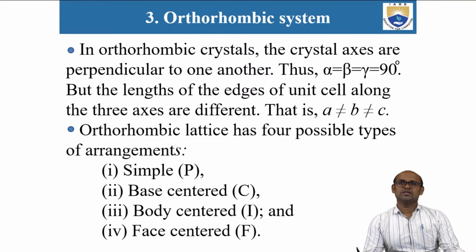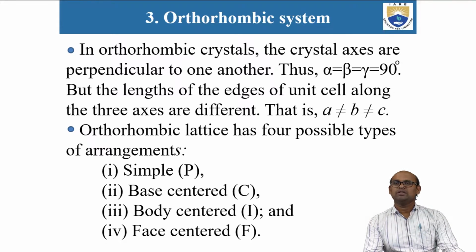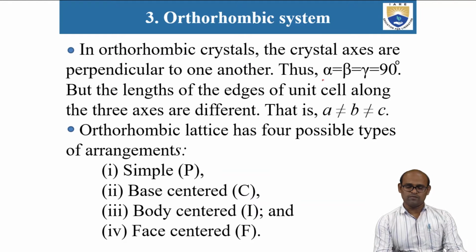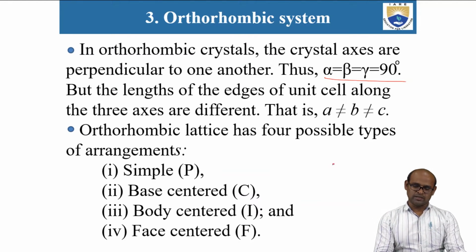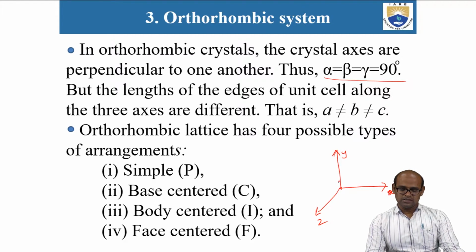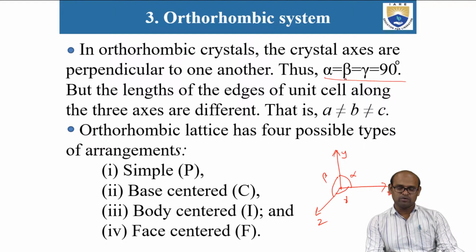Okay, so the third crystal system is the orthorhombic crystal system. In orthorhombic crystals, the crystal axes are perpendicular to one another. That means alpha equal to beta equal to gamma equal to 90 degrees. So all three crystal axes, X, Y, and Z, are perpendicular to each other. The angles between these axes are alpha, beta, gamma, and alpha equal to beta equal to gamma equal to 90 degrees, because all these three axes are perpendicular to each other.